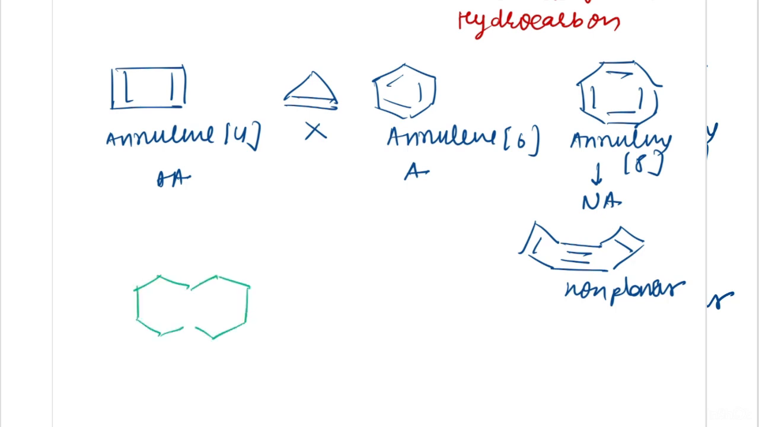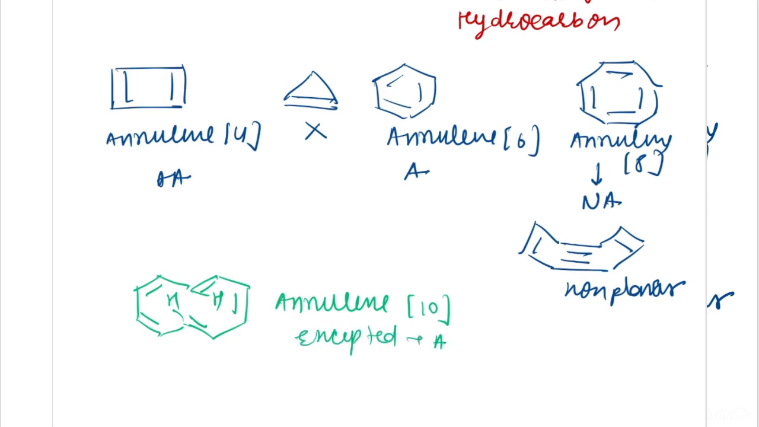Hydrogen over here. Here it is annulene 10. Annulene 10, what is expected? Expected, it is aromatic, but actually it is non-aromatic. Why is it non-aromatic? Because this hydrogen has dihedral repulsion.